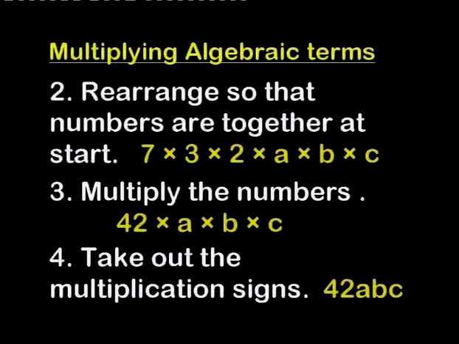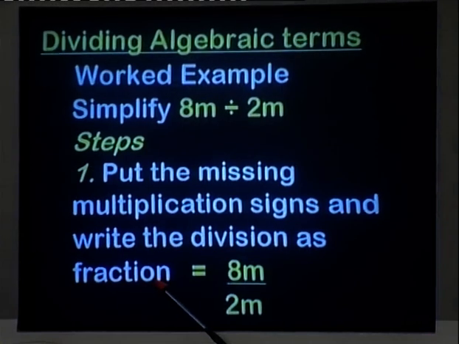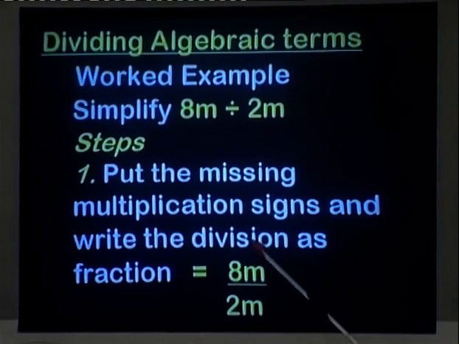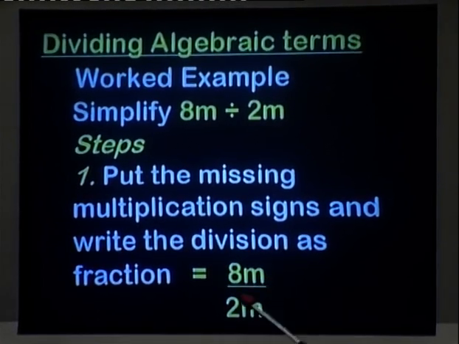Now, let's go on to dividing. When dividing algebraic terms, what must we do? What are the steps that we should take? Let's look at the example here: 8m divided by 2m. The first step says put the missing multiplication signs and write the division as a fraction. So you write the division sign as a fraction, meaning 8m on 2m, or 8m over 2m.